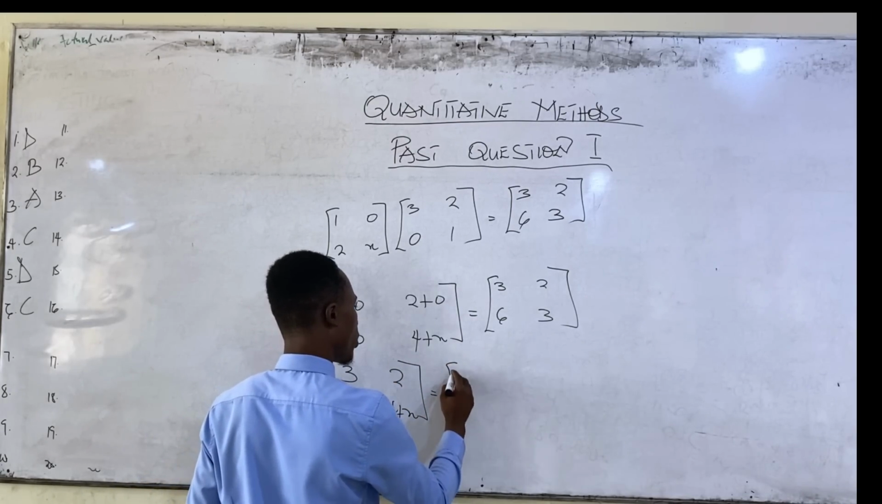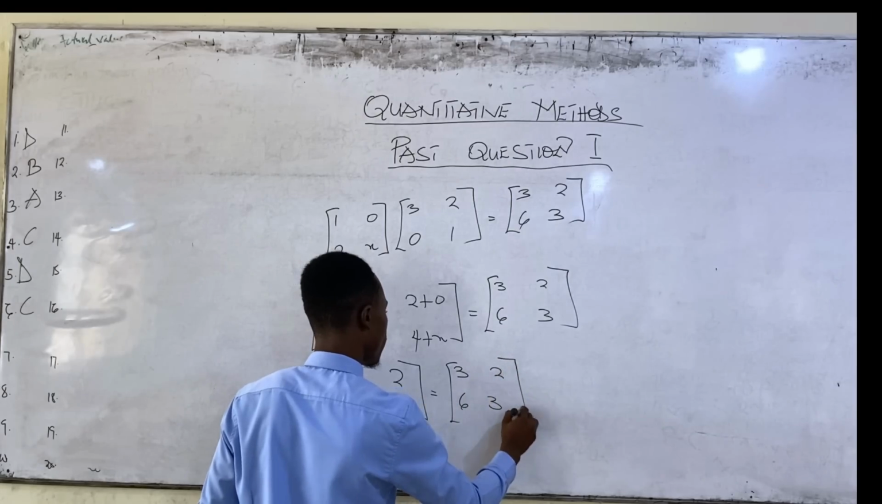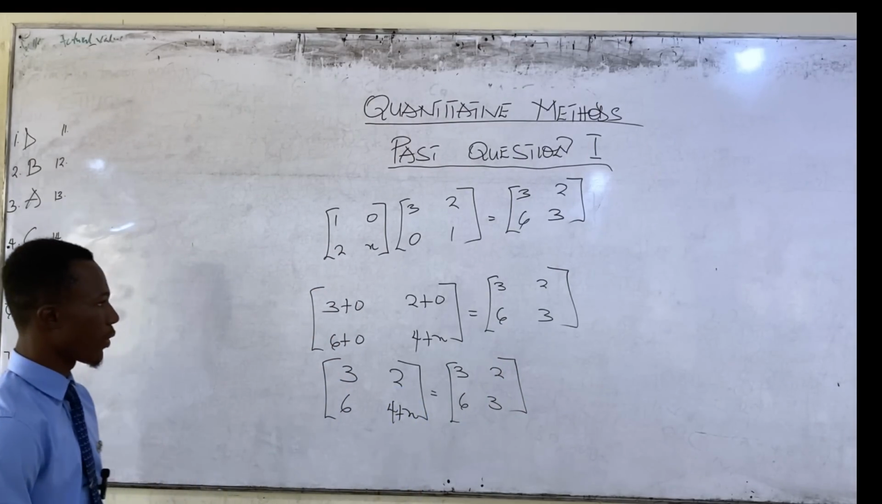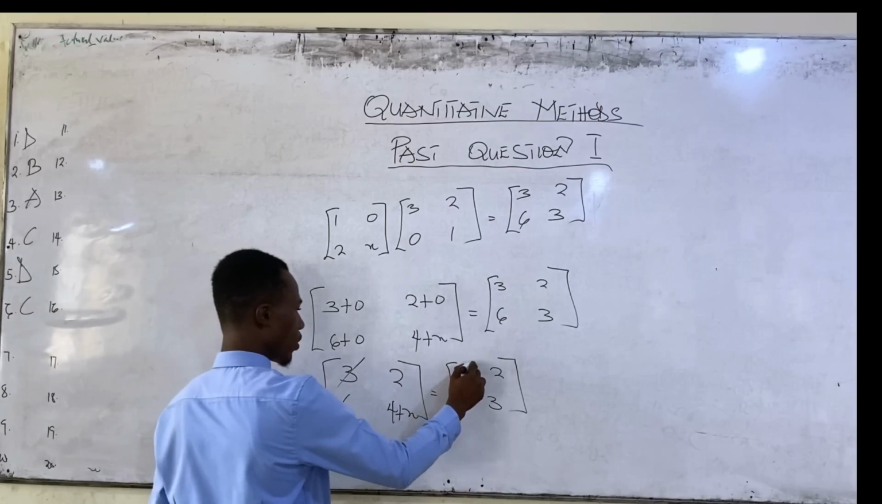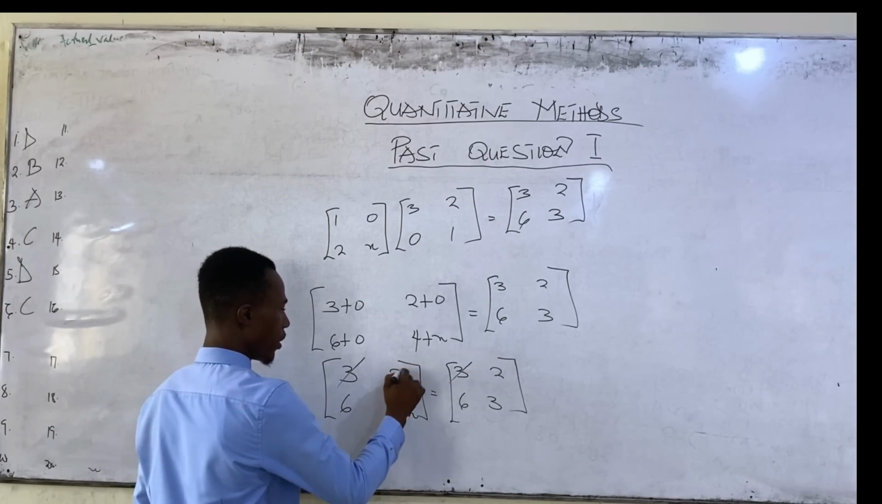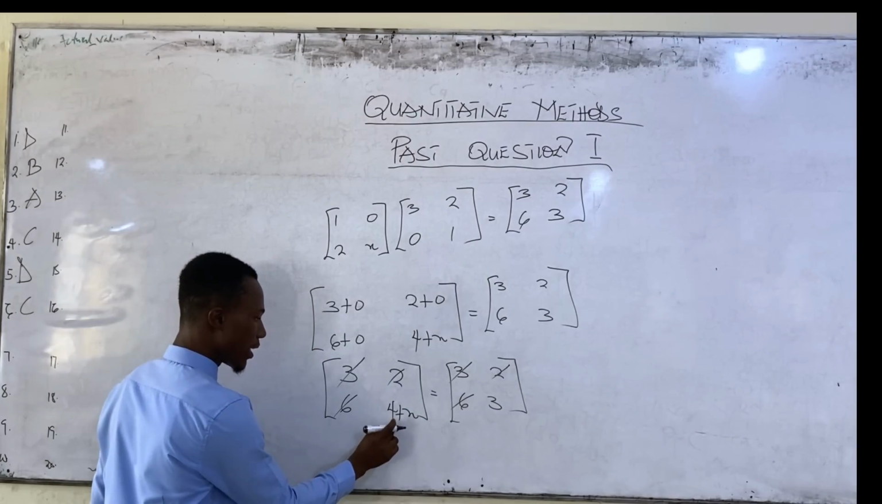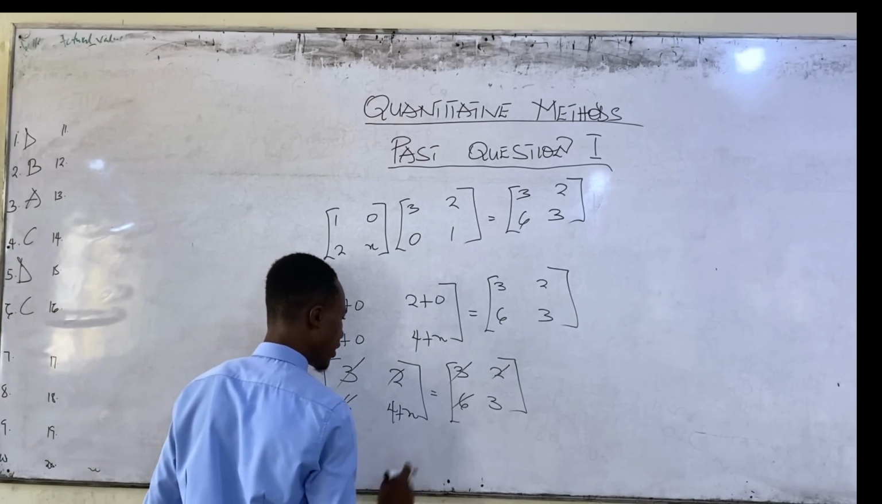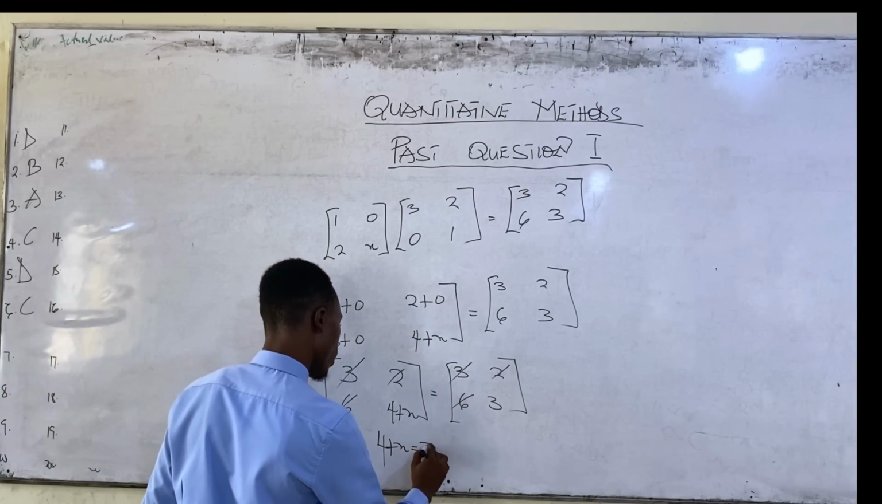So this is our resultant, 3, 2, 6, 3. Right? So what are we going to do next? We have 3 here, and so this one is gone. We are comparing them. This 2 is the same as this. This 6 is the same as this. So it means this 4 plus x is equal to what? This 3 here. So we say 4 plus x is equal to 3.